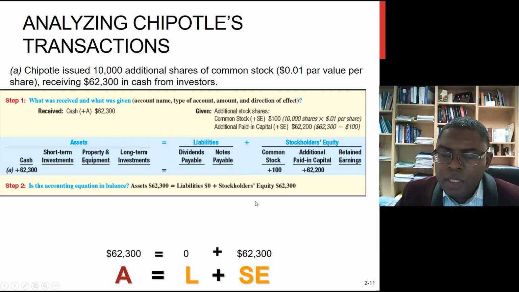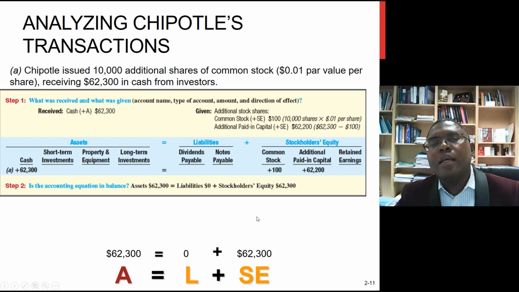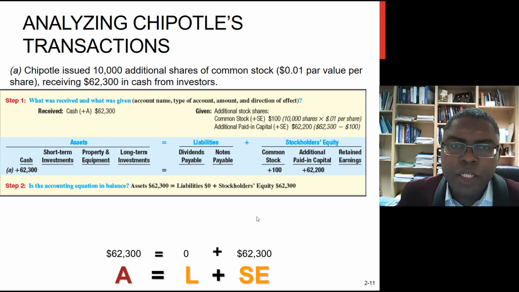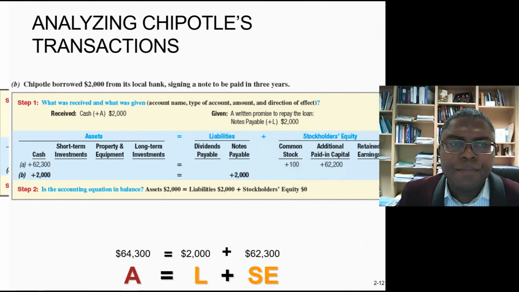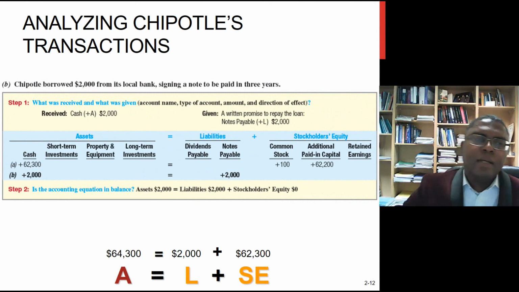We come to the right hand side of the equation. We see common stock increases by $100 and additional paid in capital is increasing by $62,200. So when we add this up, what we find is that the left hand side of the balance sheet equation is equivalent to the right hand side. So the balance sheet equation balances. All right, we look at the second transaction.